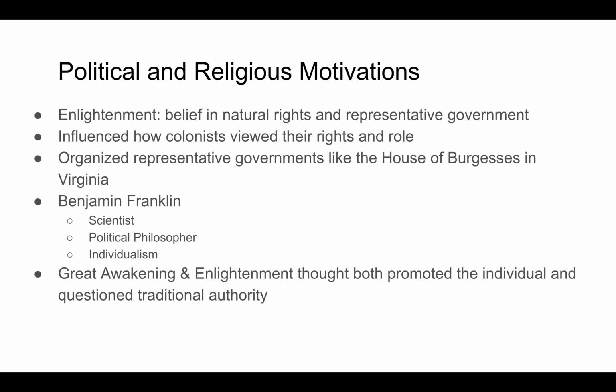And ultimately, to sum it up, the Great Awakening and the Enlightenment, one religious, one political, both end up emphasizing the individual and questioning traditional authority. So once the British Crown starts doing things they don't like, they start saying, we don't have any representation as individuals, that's not right. They start questioning the traditional authority of the king, and they say maybe we're better off if we could represent ourselves.